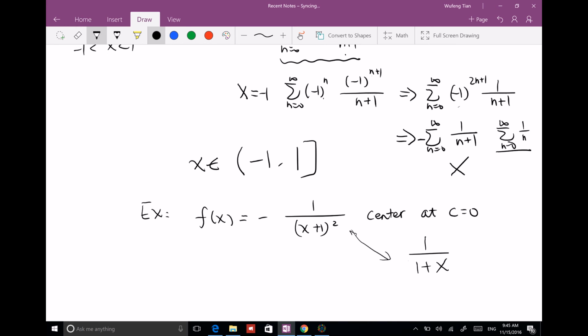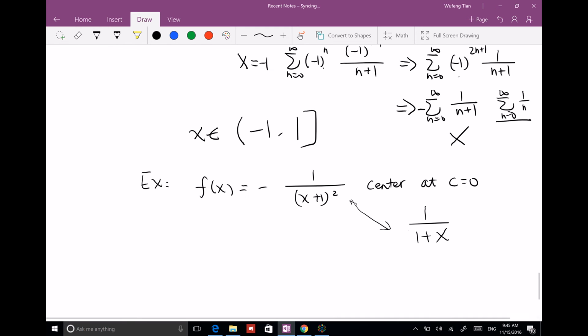Okay, so I give you 1 over x, negative 1 over x squared. Can you tell me what's the relationship between these two? Negative square. What's the derivative? Derivative, very good. Okay, so actually f(x) equals negative 1 over (x plus 1) squared.